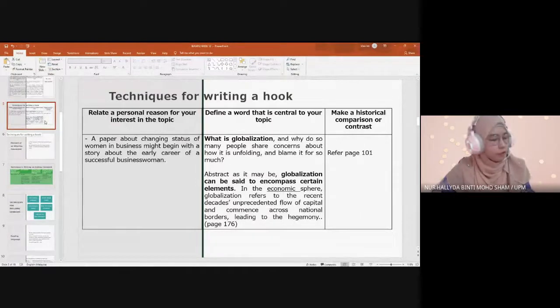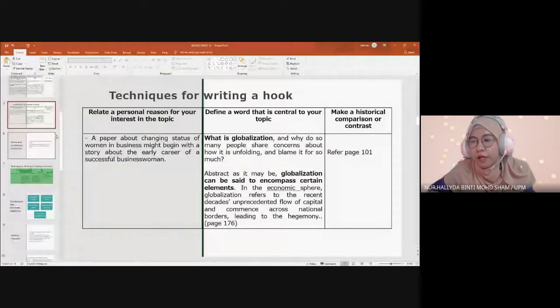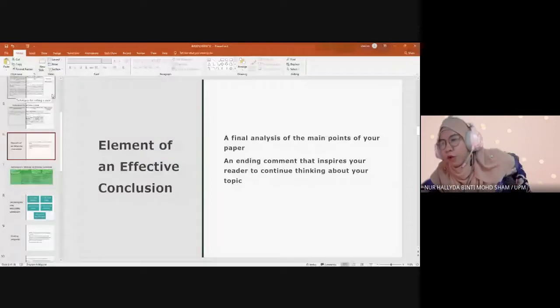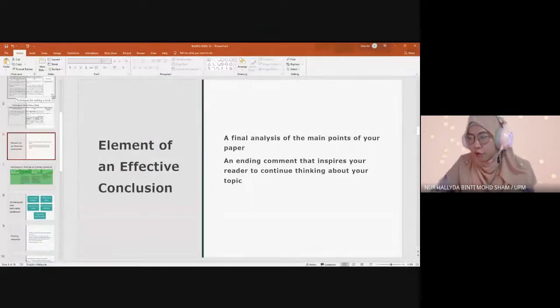Any question on the introduction part? No? All right, okay, let's move on to conclusion. So if we have opening or introduction, we also need to have the closing or the conclusion.